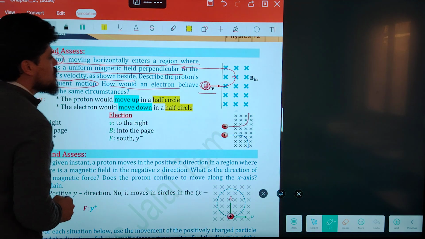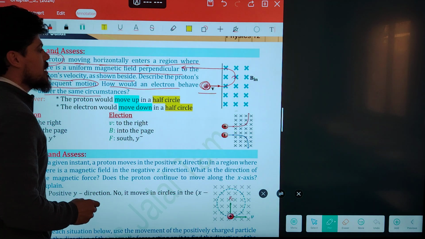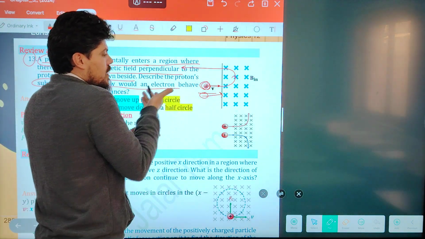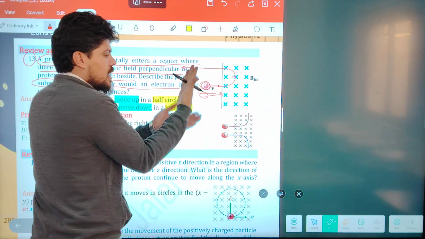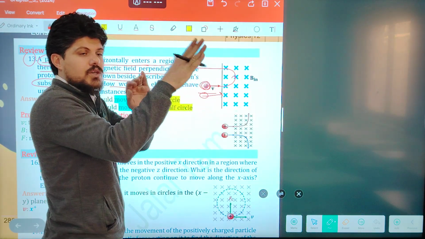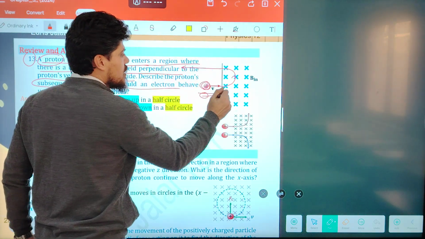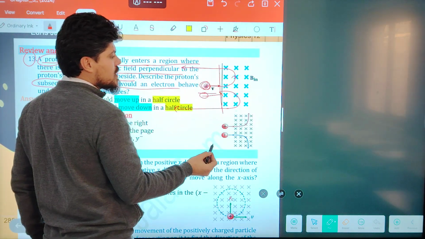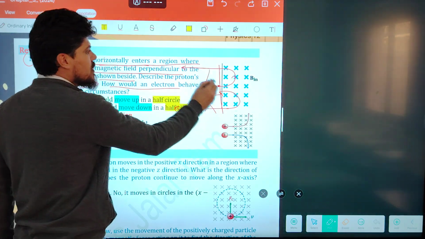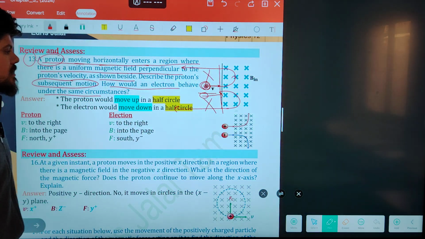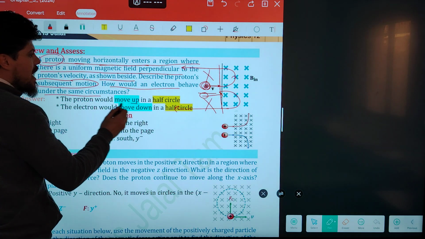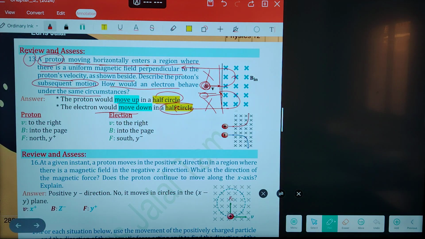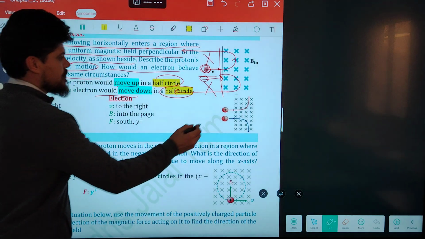So how would an electron behave under the same circumstance? What if we have an electron? V is into the page, thumb along V. The electron is out of your palm; your palm is the direction of the electron's force. Is it a complete circle or a half circle? Half circle. Why? Because there is no magnetic field here, the magnetic field is 0. The proton would move up in a half circle, the electron moves down in a half circle. Okay? Half circle.